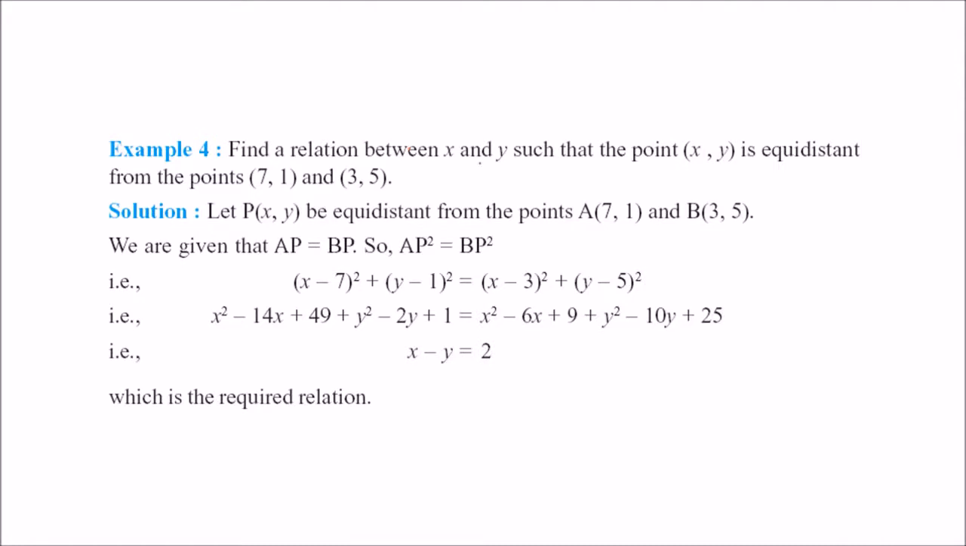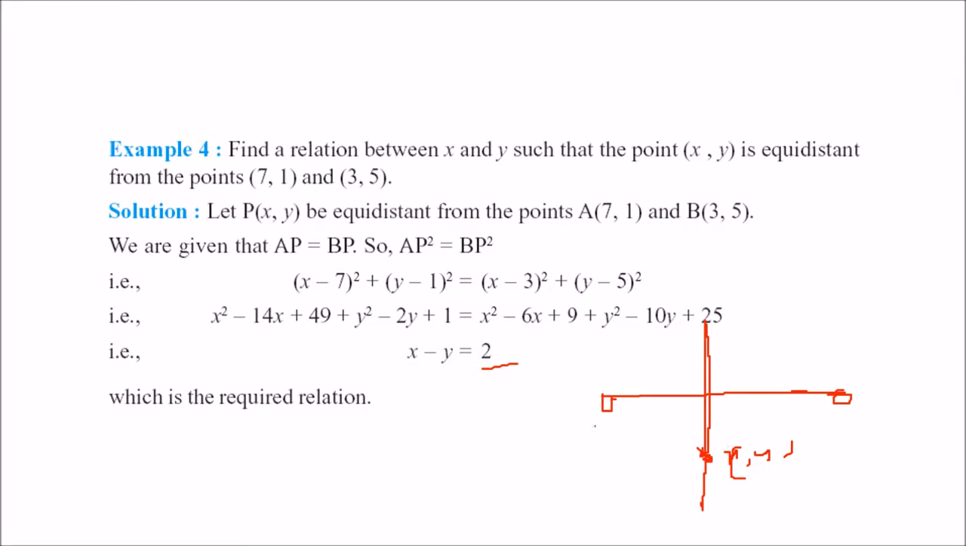Find a relation between x and y such that point (x, y) is equidistant from these two points. If any point is equidistant from 2 points, this point will lie on the perpendicular bisector. So let us see what happens. These are 2 points. Let us take any point x comma y. This line will be the locus, the perpendicular bisector of these 2 points.